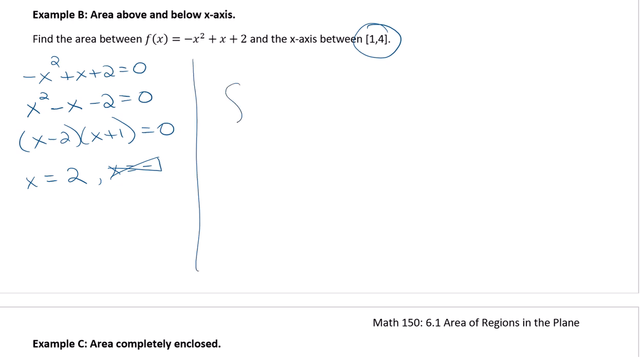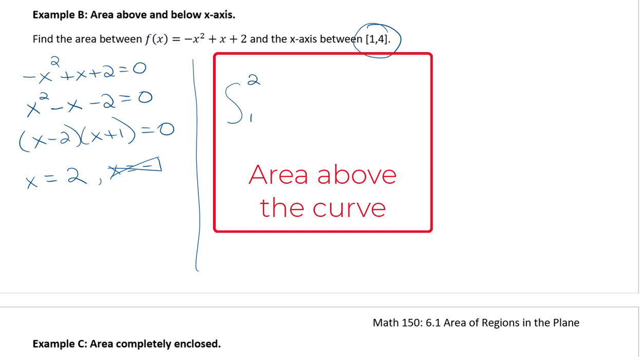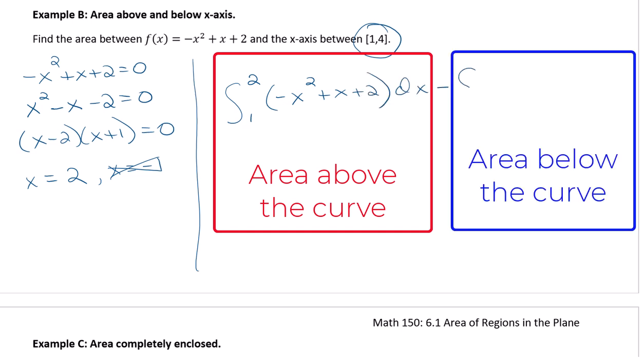So we can take the integral from 1 to 2 of the function, negative x squared plus x plus 2, and then subtract from 2 to 4. And again, we are assuming that we're looking for the total area and not the net. This is a lot of work by hand. So again, I will let you use your calculators.